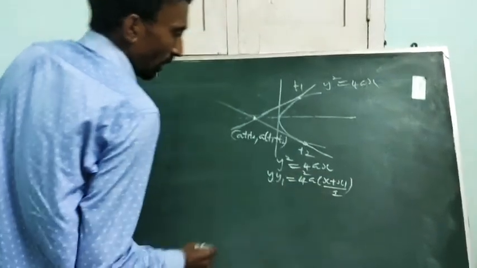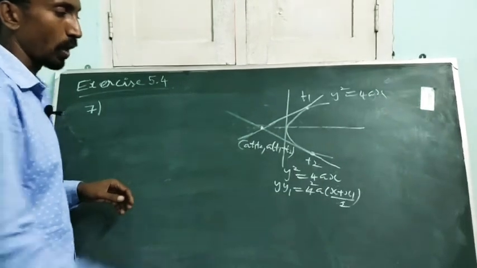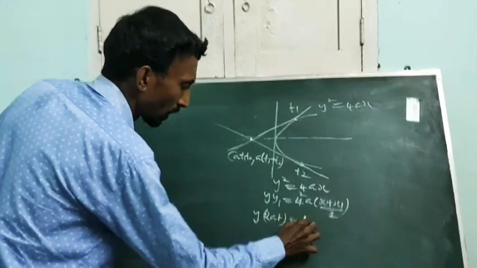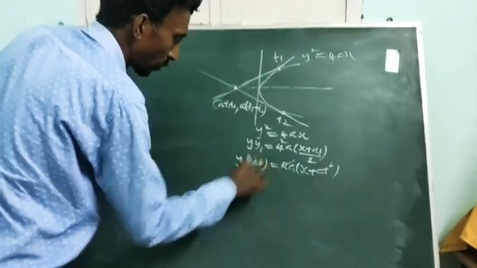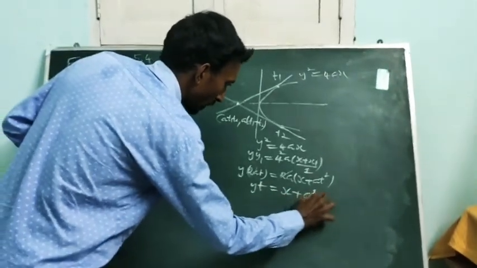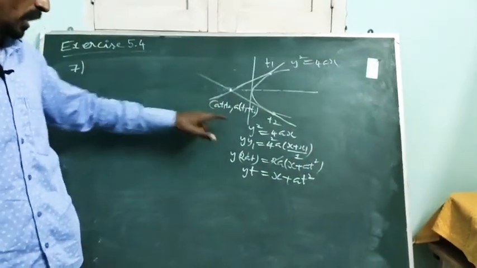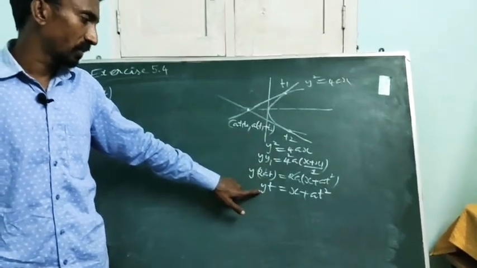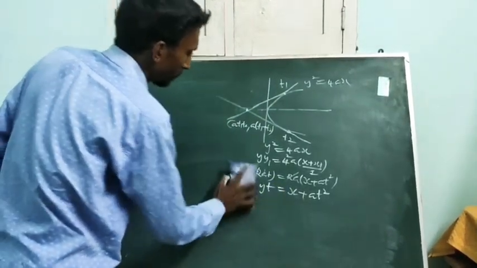Now put x equal to at square, x1 equal to at square, y1 equal to 2at. So y into 2at equal to 2a into x plus at square. So 2a cancel, yt equal to x plus at square. That is the equation of the tangent to the parabola. Remember this one. If you know the replacement method and the parametric form, we can get the equation of tangent directly. Are you clear?